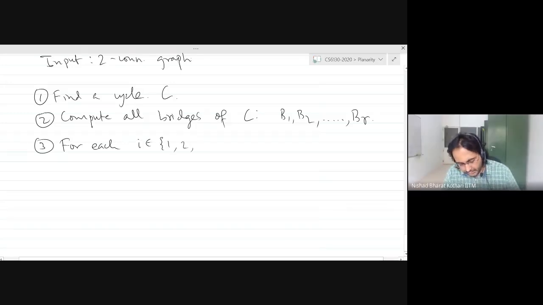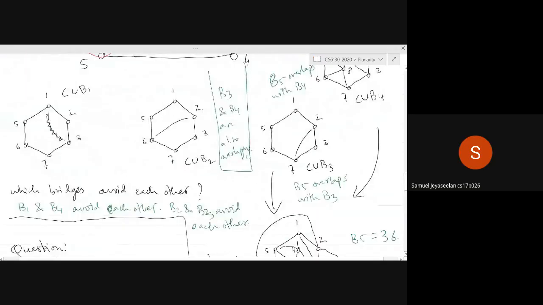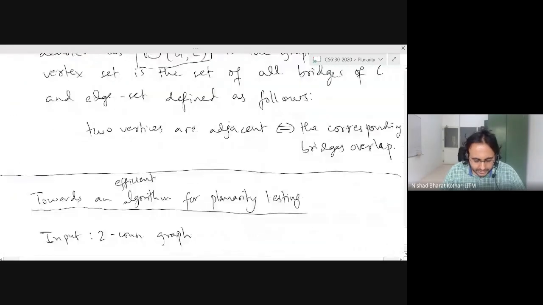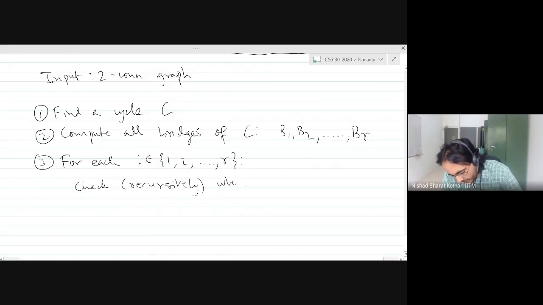Let's say we can do that as well. But there is another step we did. Remember when we did our algorithm on this graph? We need to see if C union Bi is planar. Exactly. So let us check recursively. It is a recursive algorithm. We are going to check recursively whether C union Bi is planar.